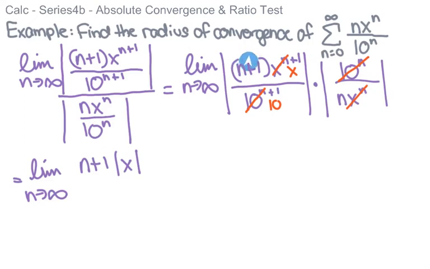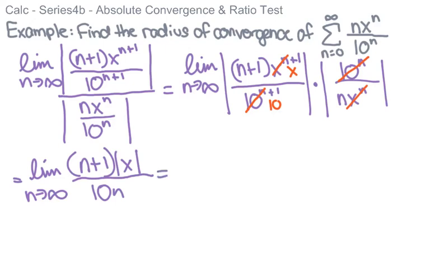Let's scan up here. All right, we got the n plus 1, we got the absolute value of x, we got nothing else in the numerator here. All right, so then the denominator, we have 10 to the 1 and an n, so I'll write that as 10n. There we go. So we have this is a product here, n plus 1 times absolute value of x over 10n.